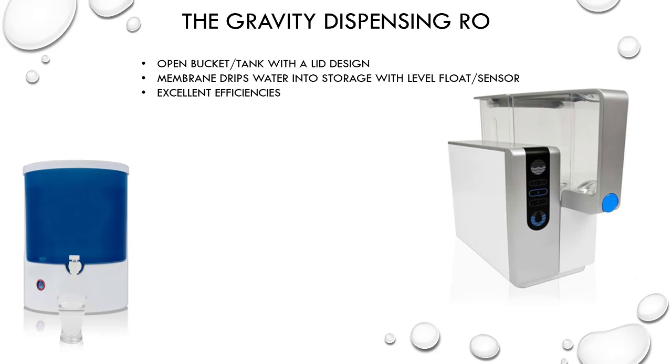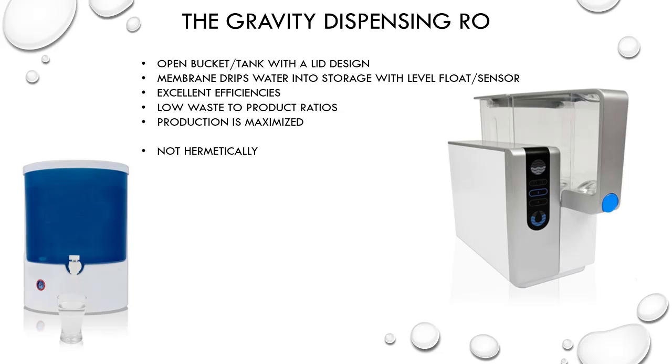The production is maximized. Drawbacks to this design are that these systems are not airtight, thus are potentially exposed to airborne bacteria. They are bulky and take up counter space. They are not practical for under the sink and not easily expandable to a large system with higher production or more than 1 point of use, such as a fridge water dispenser or ice maker. But for consumers on the move or on vacation in an RV, this could be an excellent option.